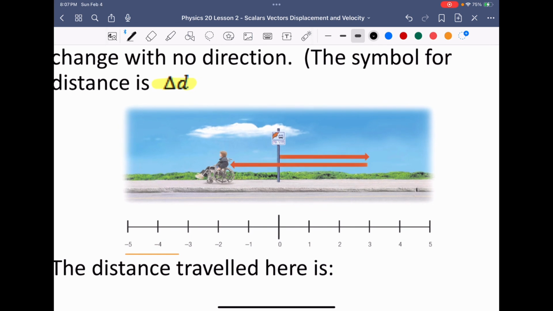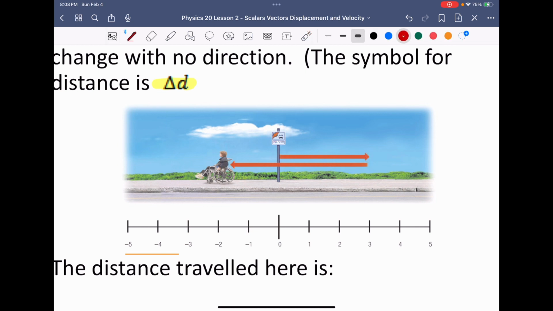So on the diagram below, let's provide some labeling here. Originally, they start at the bus stop. So I'm going to circle with my pen here where they start. They start at 0. They then travel out this way. They wheel out 3 meters in the following direction to the right, and then they wheel from that 3 meters right all the way over to 2 meters in the left direction of the original starting sign.